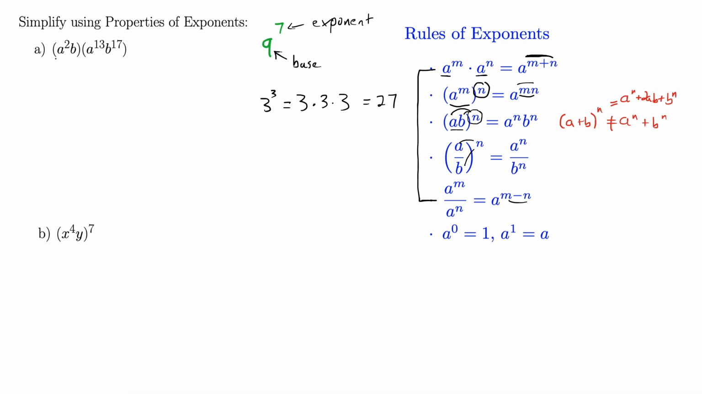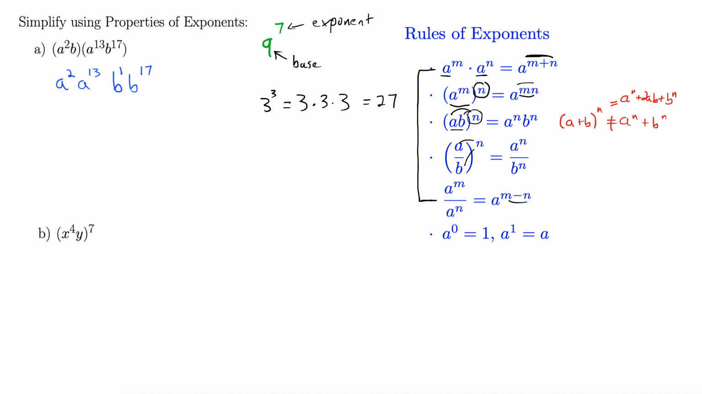In part A, we have a squared b times a to the 13th b to the 17th. I'm going to rearrange these a little bit. So I have a squared. Since it's multiply, we can do this with no problem here, just moving things around. We don't really need these parentheses at all. So a squared a to the 13th times b to the 17th. Well, when you just have a b, it's actually b to the 1. Any number by itself is that number raised to the power of 1.